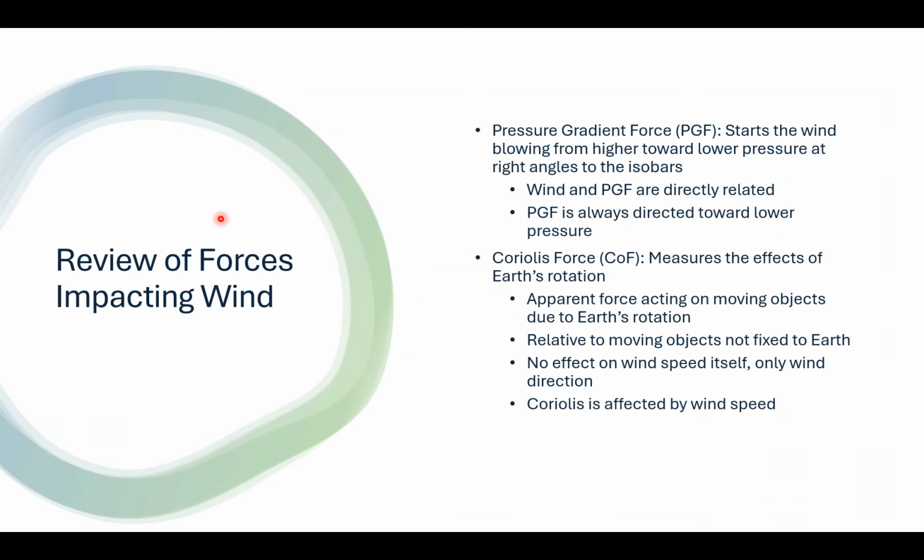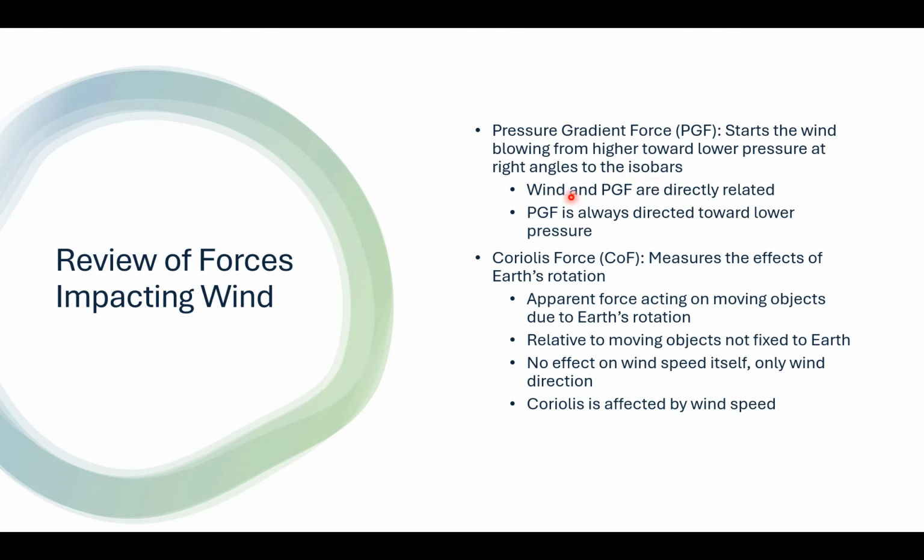All right, so now that we've talked about circulation scales, let's now do a review of forces impacting the wind. Recall from my previous training video that the pressure gradient force, abbreviated PGF, starts the wind blowing from higher toward lower pressure at right angles across the isobars. And remember, the isobars are lines of equal barometric pressure. So pressure gradient force gets the wind going from higher toward lower pressure at right angles across these isobars.